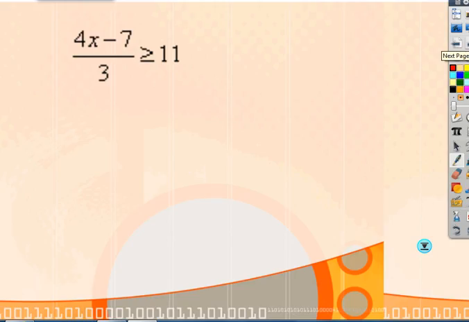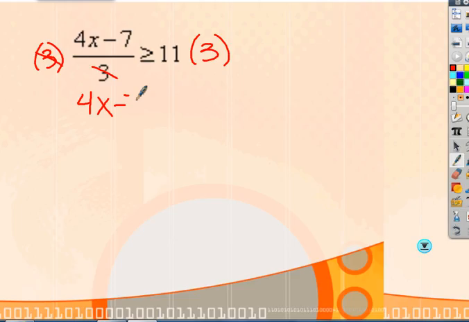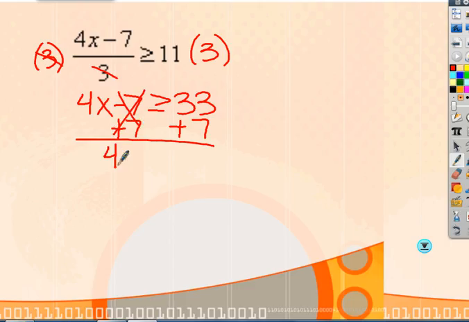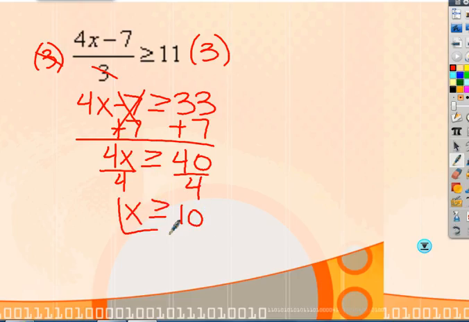The final example will require me to get rid of the denominator 3 by multiplying both sides by 3. Now, I will add 7 to both sides. Divide both sides by 4. You come up with x is greater than or equal to 10.